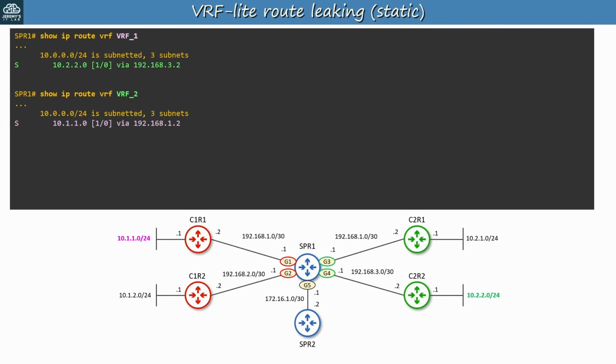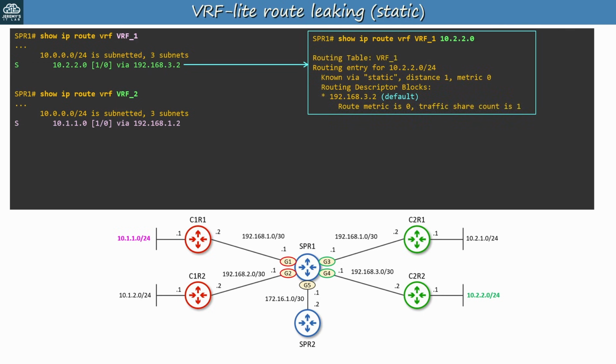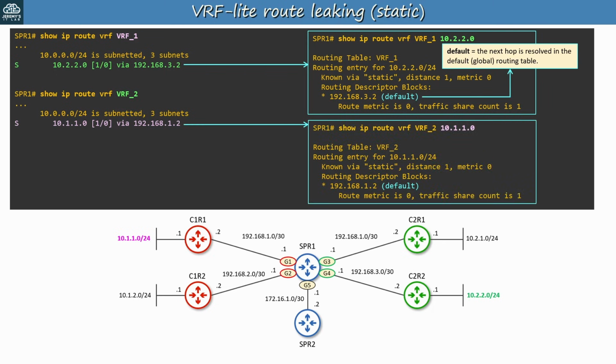And here is the VRF2 route to 10.1.1.0/24. Same thing. It doesn't say that the next hop 192.168.1.2 should be found in the global routing table, but there is a way to see that information. If you add a specific network address to the end of the show IP route command, you can see more detailed information about the route. Here is the info. Notice that it says default beside the next hop. This means the next hop is resolved using the default, in other words the global, routing table. And the VRF2 route to 10.1.1.0 says the same.